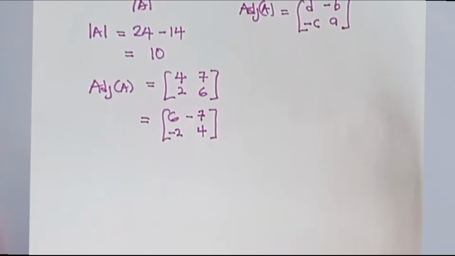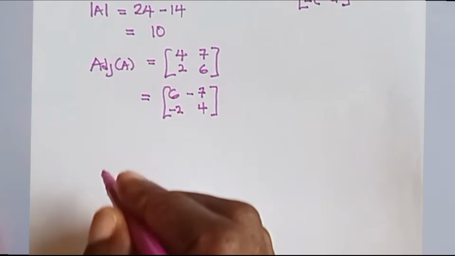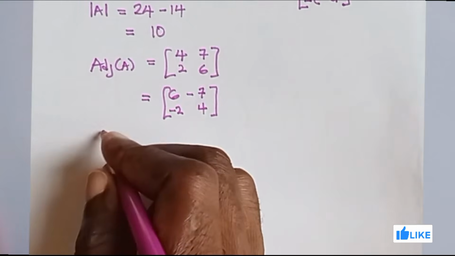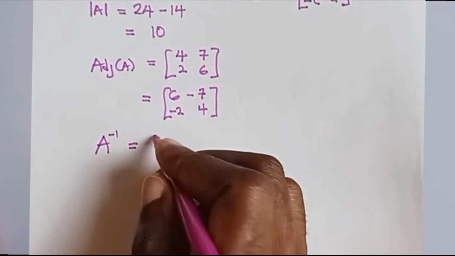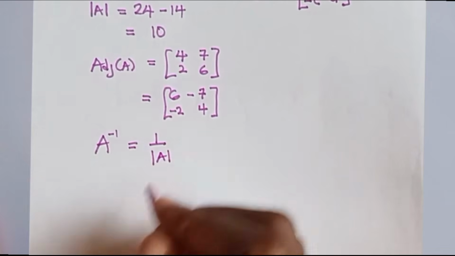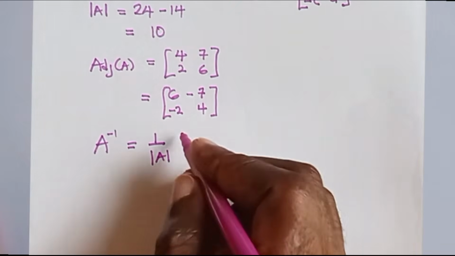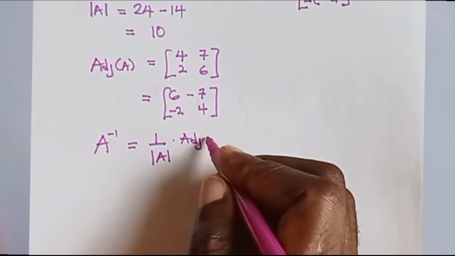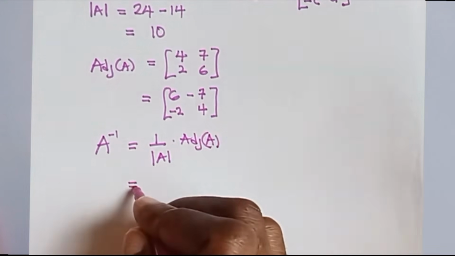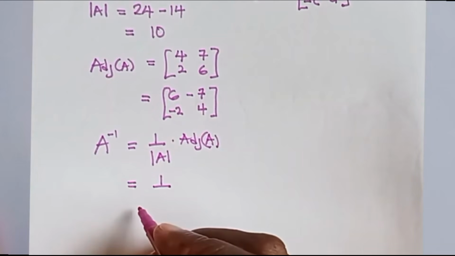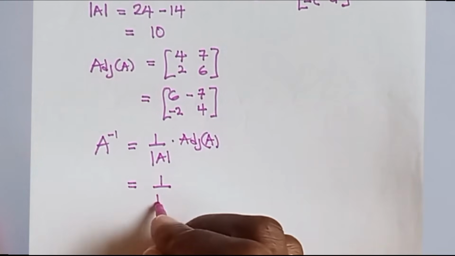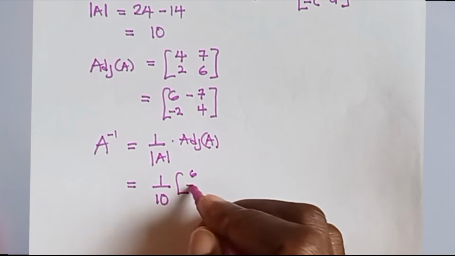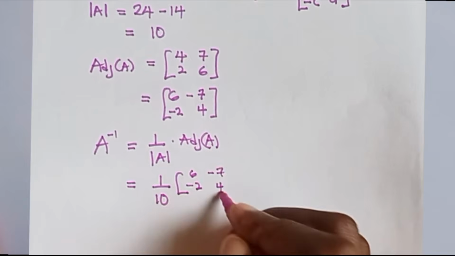All right, so the next thing for us to do is to find the inverse. We have the determinant of A, and we also have the adjoint of A. So let's just proceed to finding the inverse and write the formula again. The inverse of A equals 1 over the determinant multiplied by the adjoint of A. So 1 over, what's our determinant? Our determinant is 10. Then we have the adjoint of A to be 6, minus 7, minus 2, 4.